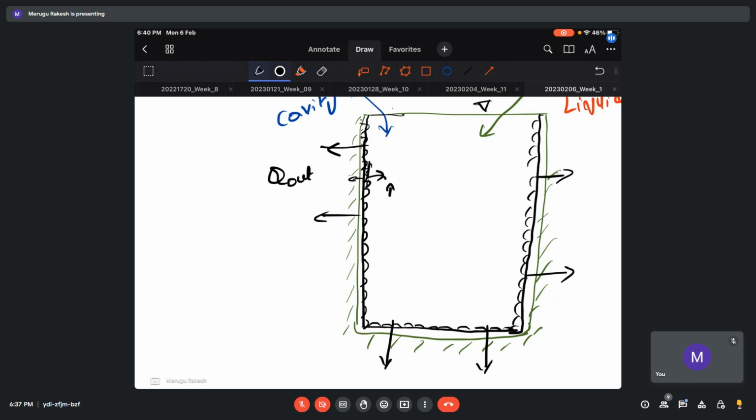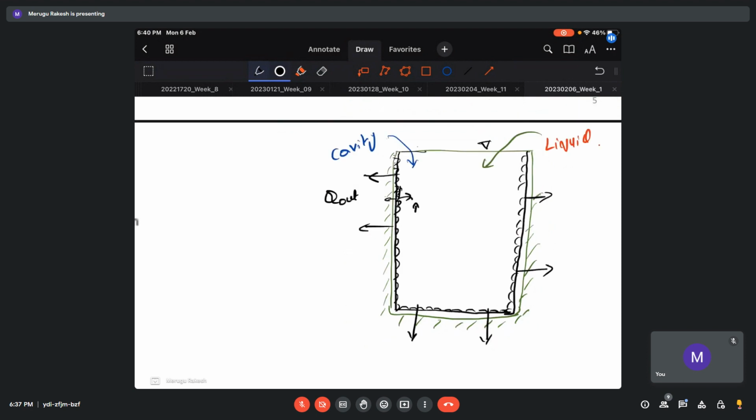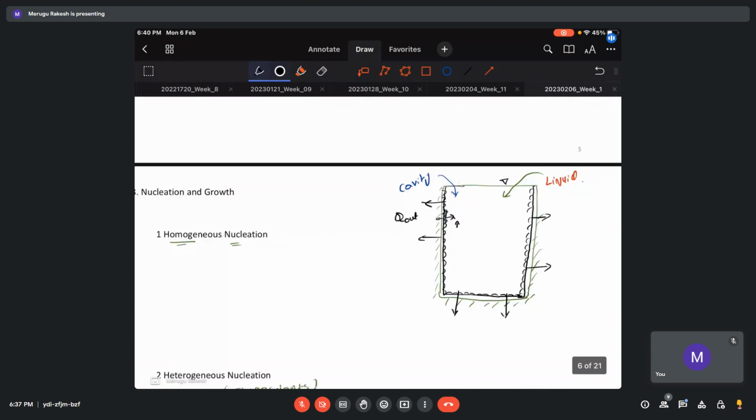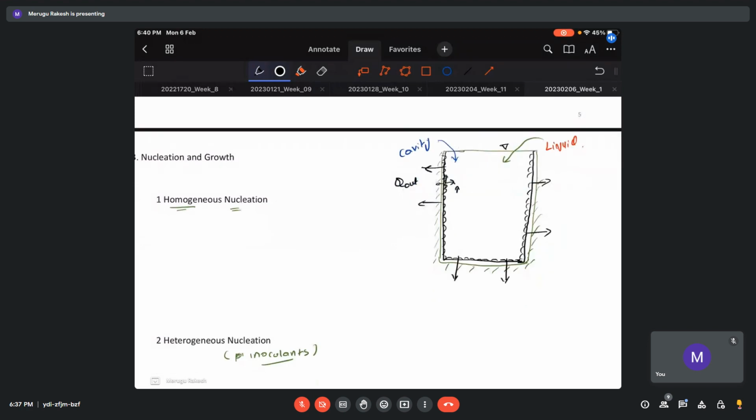So again, it goes back. As I explained in the free energy curves, if the temperature increases, it again goes back to the liquid state instead of forming these solid crystals. So that is what happens: the new grains cannot nucleate easily. This I can explain very neatly in a nice derivation form simply.